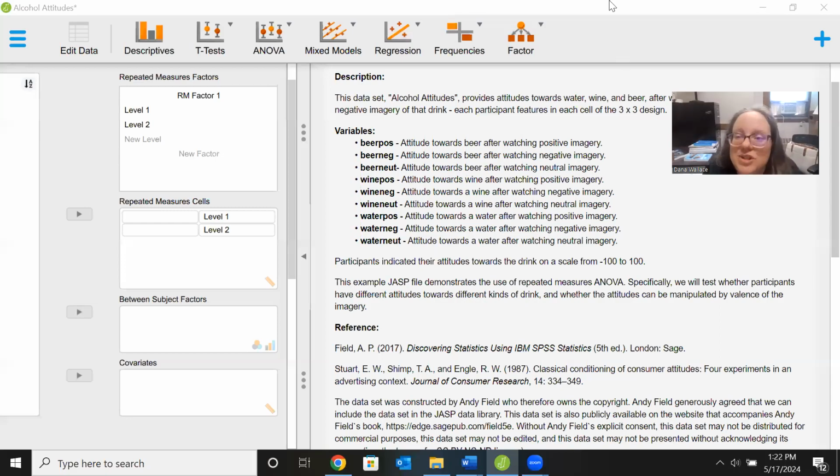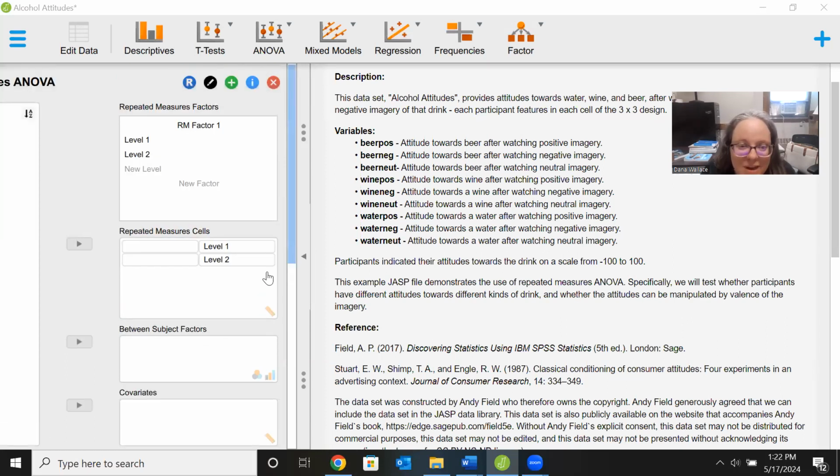All right, welcome to JASP again, and we are about to head into the realm of the repeated measures ANOVA. We've got a data set that is pulled from the JASP library, looking a little bit at alcohol attitudes. What happened in this study is it was looking at assessing attitudes towards beer, wine, and water after watching either something with positive imagery, negative imagery, or neutral imagery. And each participant got to see all of the different pictures.